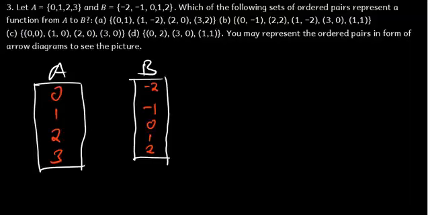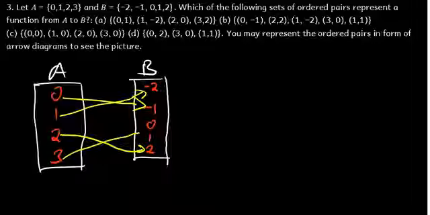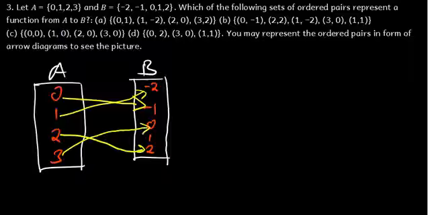Part B is saying we have 0 comma negative 1, then 2 comma 2. Next we have 1 comma negative 1, and 1 comma negative 2, that one. We have 3 comma 0, 3 here comma 0. Next we have 1 comma 1, so 1 here comma 1.